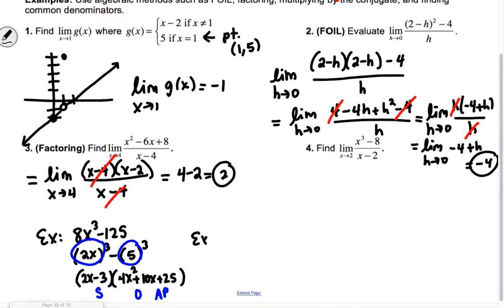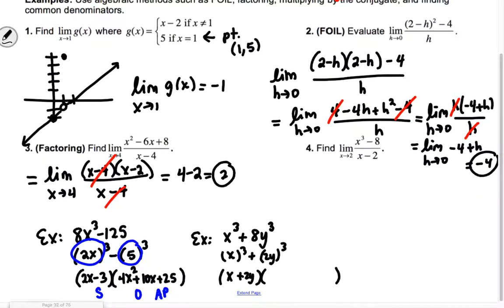So what if I had the sum? So what if I had x cubed plus 8y cubed? So you'd first identify what's being cubed. So you have x and you have 2y. You'd then break it into the binomial and the trinomial. You drop the cubes, x plus 2y. So just drop the cubes and write each of these things.